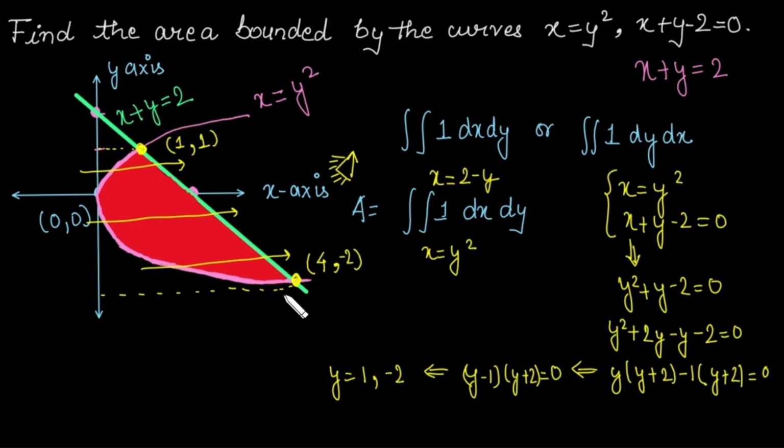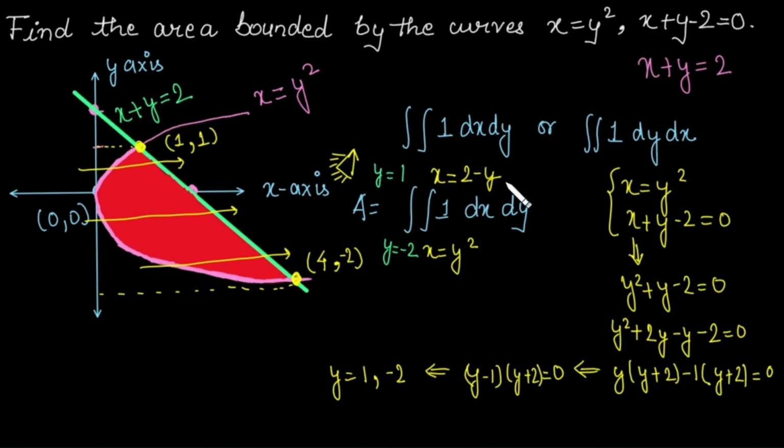But our target is to find the minimum value of y and x. And what is the minimum value of y as per this region? That is this point. At this point, the value of y is minus 2. It means the lower limit is minus 2. As per this region, the maximum value of y is at this point, and at this point the value of y is 1.